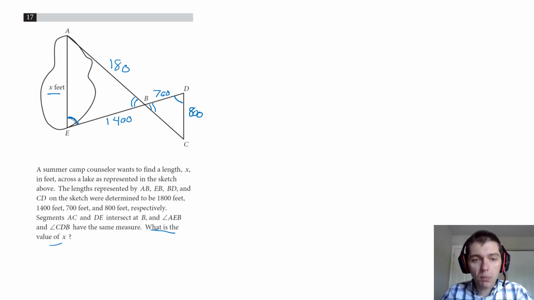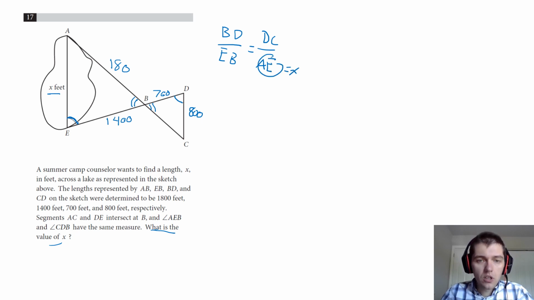So you can write this out as the length of BD divided by the length of EB is equal to the length of DC divided by the length of AE, which is really what we're after because this is equal to X. So we have 700 over 1400 is equal to 800 divided by X.